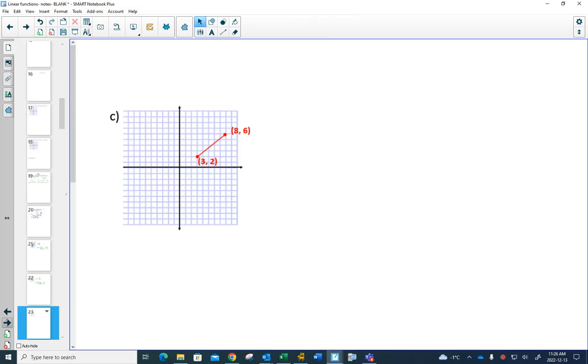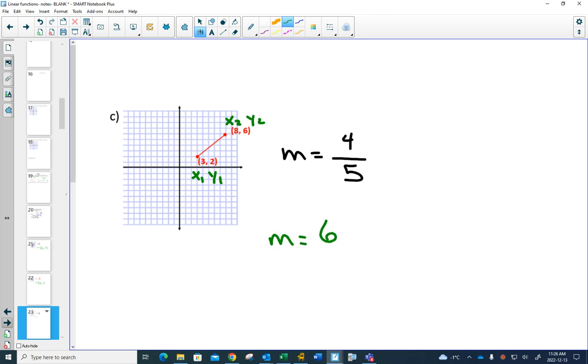is this slope going to be positive or negative? Positive. How much is the rise? 4. How much is the run? 5. Perfect. So you could just do this one by looking at it. Again, just to practice, we're going to use a formula. I'm going to make this one x1 and y1, this one x2 and y2. My slope, y2 minus y1 over x2 minus x1. 4 over 5.